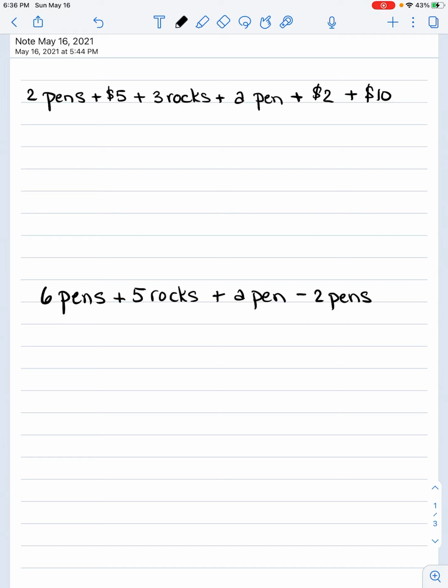Well, if someone said to you, hey, remember when you opened that desk drawer, what did you find? You're not going to say, I found two pens and $5 and three rocks and another pen and $2 and $10. You're going to combine what you can combine to make that a little bit shorter and easier to picture. So let's do that with our first little non-mathematical expression here.